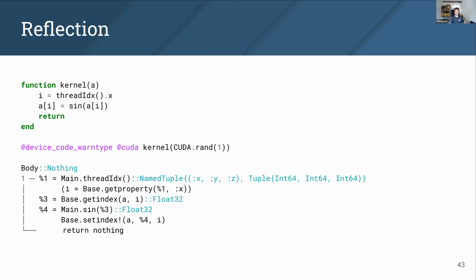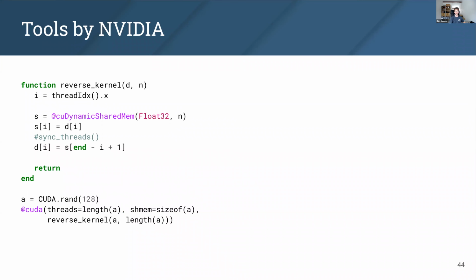So next to these tools that we have on the Julia side, NVIDIA also has a bunch of tools that you can use. Typically, these are useful when you have a kernel that executes but computes the wrong values. For example, I have a reversal kernel here that uses dynamic shared memory to efficiently reverse values from an array. However, I've conveniently commented out this synchronization call, which is necessary to correctly compute this operation. If we were to execute this, then we get the wrong result.